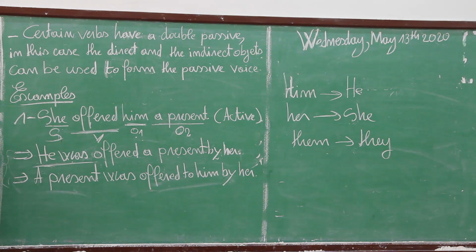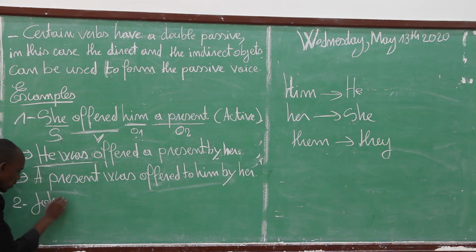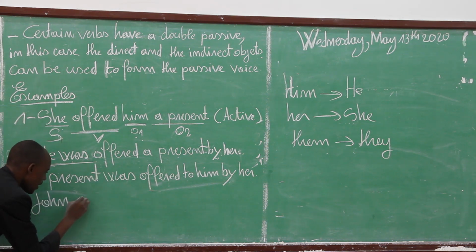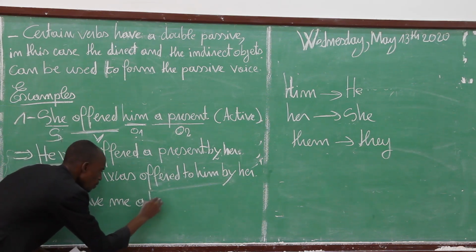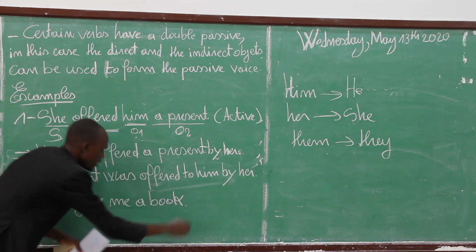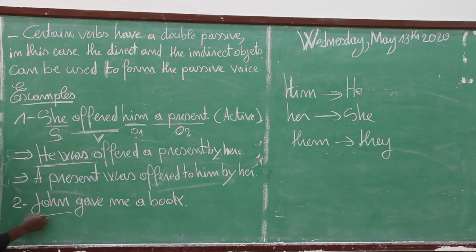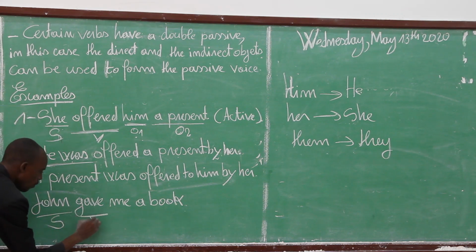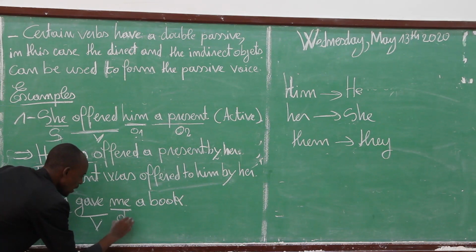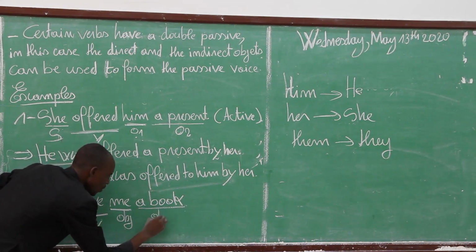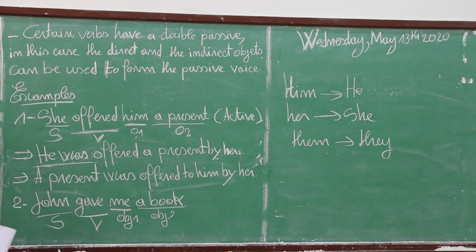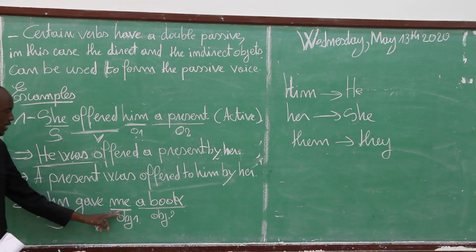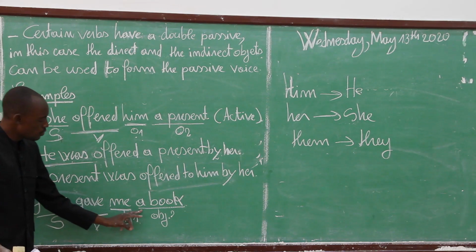Yes, we have two. John gave me a book. Yes, we have subject, verb, object 1 and object 2. Yes, 2 and 1. Donc ici nous avons aussi le complément d'attribution qui est mis et le complément d'objet.